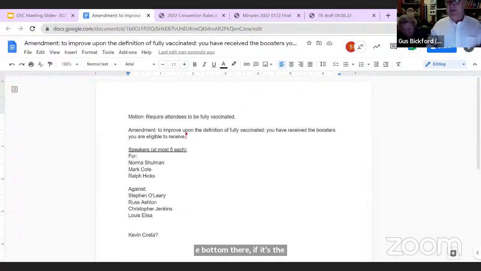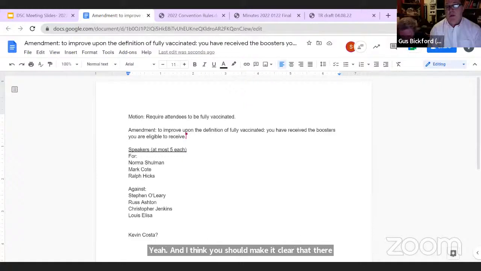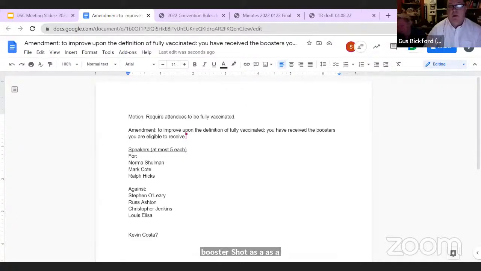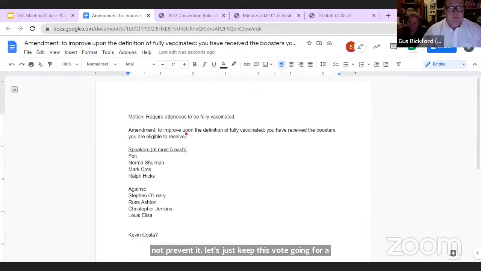It's in reactions. Point of information, Chairman, I think you should make it clear that there may be a motion offered to just require the first booster shot as a compromise. And people need to be aware that that would be offered after this does not prevail. Let's just keep this vote going for a second. Where do we find the votes, Mr. Chair? In the reactions, you'll see a poll.